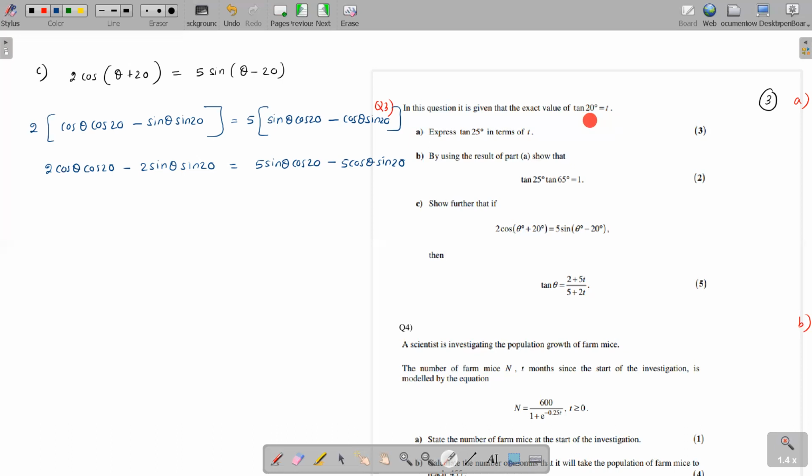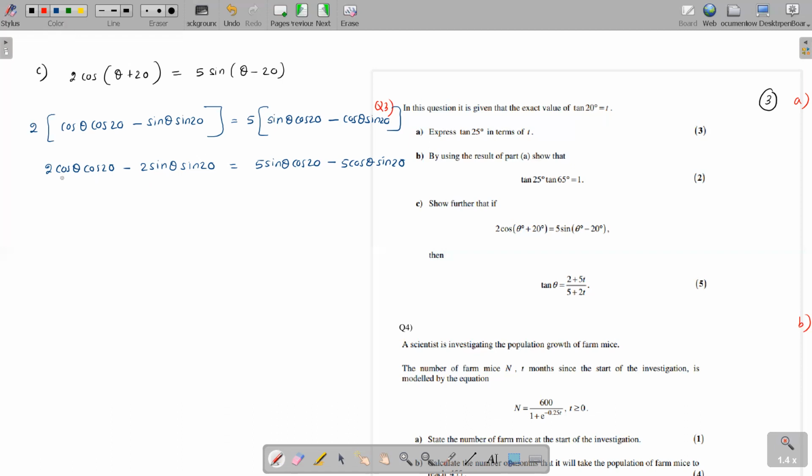So there are two strategies here, children. The easiest thing to do here is to divide. We need to create all tans here, because whenever you have a tan 20, it can be replaced by t. And also I need to get tan theta. I don't need sin theta cos theta, I don't need sin 20 cos theta. I need tan 20 and tan theta. It's an equation, so we can do the same thing to both the sides, as long as you do it to all the terms.